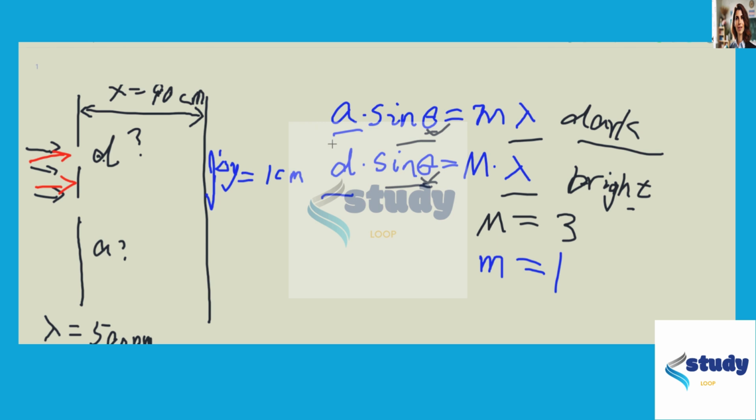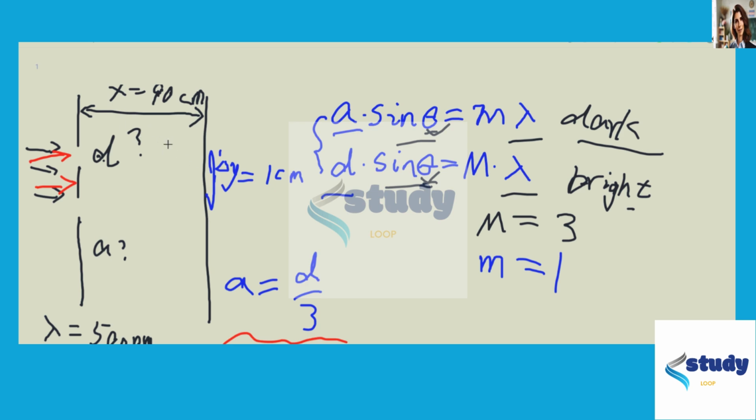We combine those two equations together, and we can get that A equals D over 3. That's the relation between the separation and the slit width.